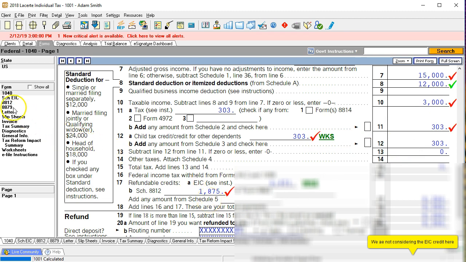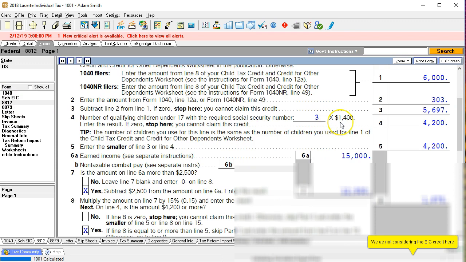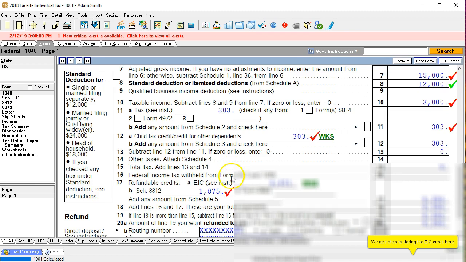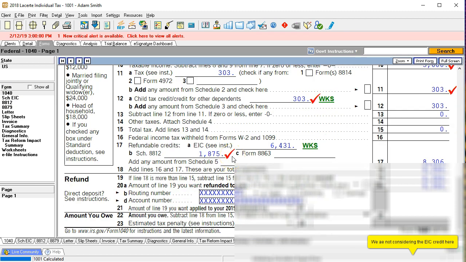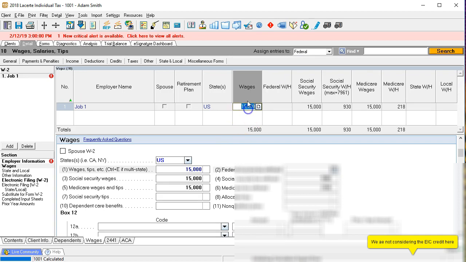1,875. So again, if you go to this form, you'll see the calculation. You would think you can get to 3 times 1,400 some way, right? Because that would be the max cap. So let's go back over here and say, all right, we got 3 dependents. So we're going to say that that is it. Let's increase the income and say, all right, what if we had 20,000?